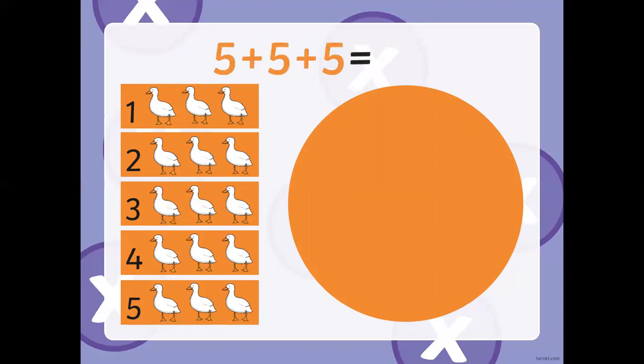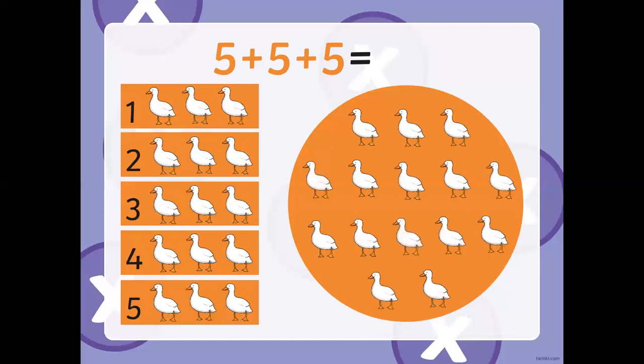Okay, so the number sentence you should have written is 5, add 5, add 5. And when we do count them all together, we have got 15. Now, some of you that are really secure with this will know how we can then put that into a multiplication number sentence. So I want you to have a look at that. Is it right?